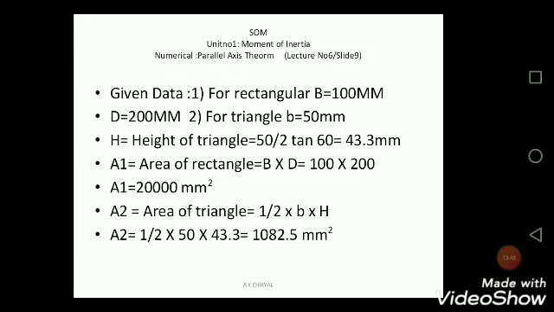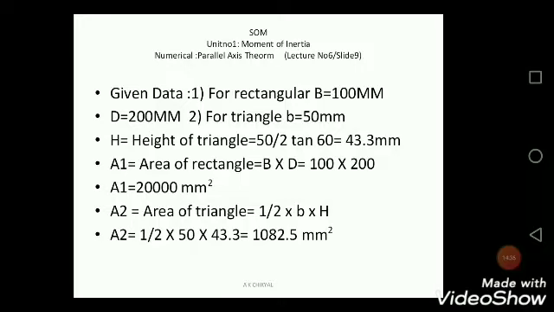Let's see. The given data for the rectangle: B is equal to 100 mm, D is equal to 200 mm. Second, for the triangle, b is equal to 50 mm. The height of the triangle H, by using trigonometry, is 50 divided by 2 tan 60, and we get 43.3 mm. Therefore, A1, the area of the rectangle, is B into D, which is 100 into 200, so A1 is 20,000 mm square.